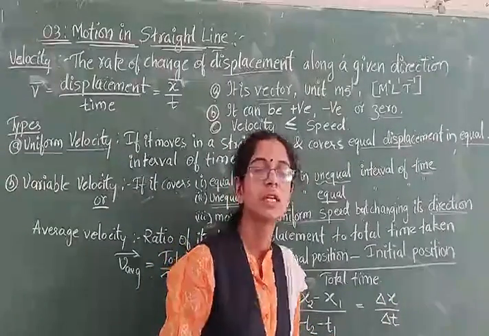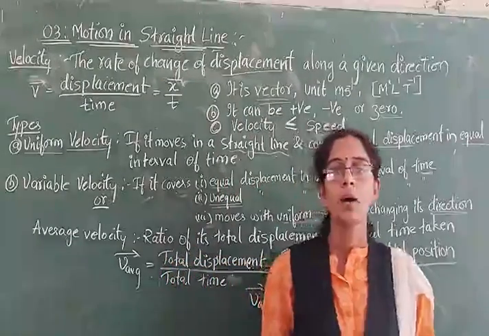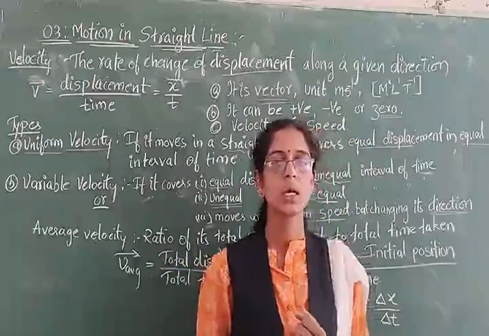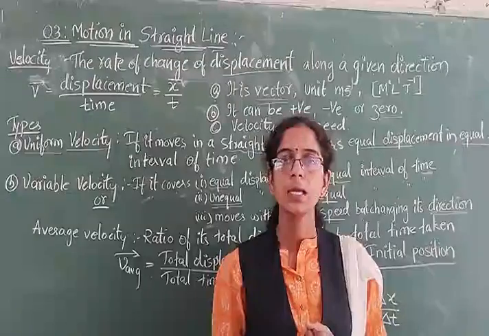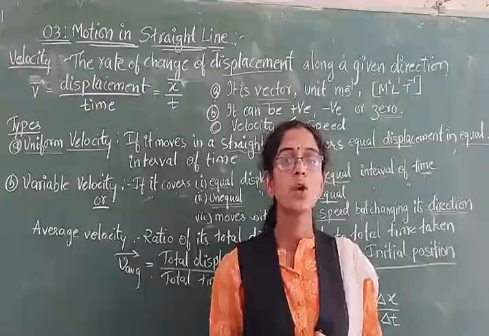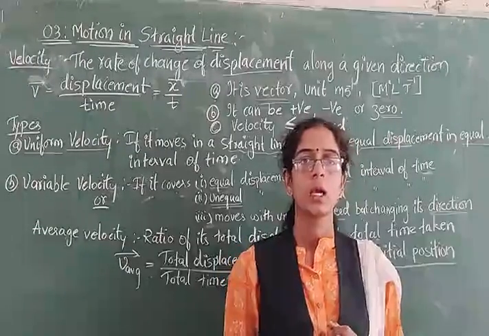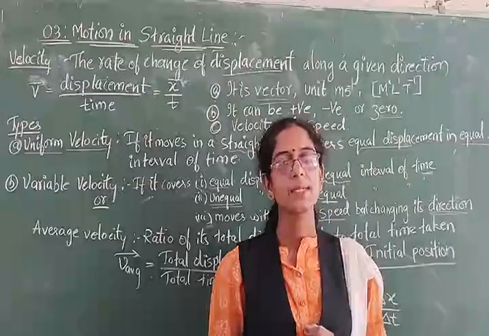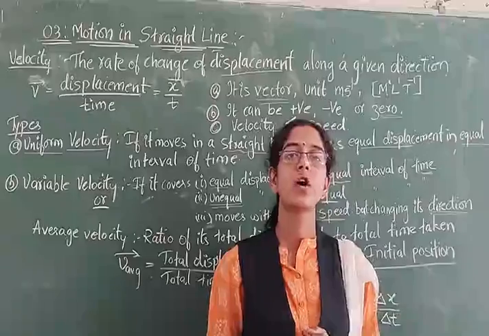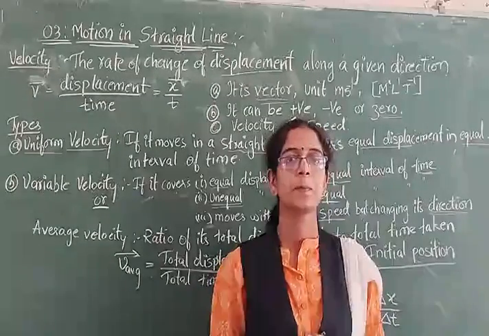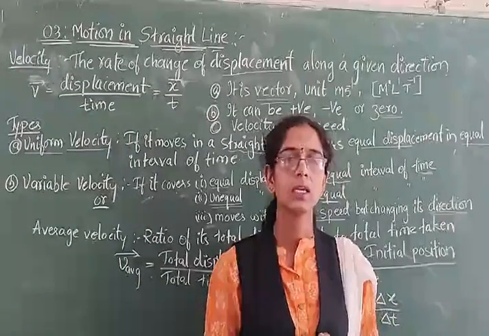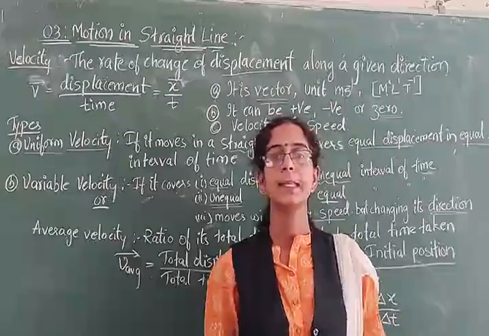Okay, so we have studied in this lecture about speed and its types, and in a similar manner velocity and its types. The main quantities are speed and velocity. Sometimes they will ask you the difference between speed and velocity. The remaining content of this chapter we will see in the next lecture.